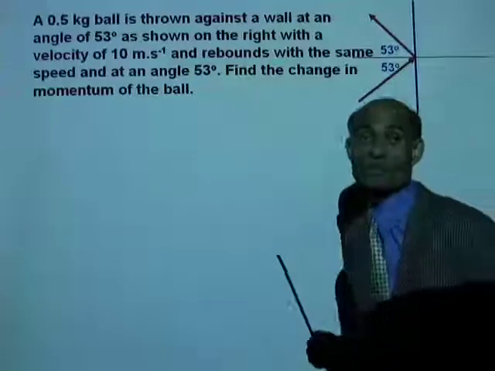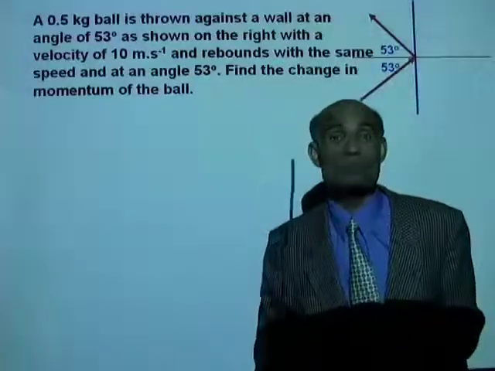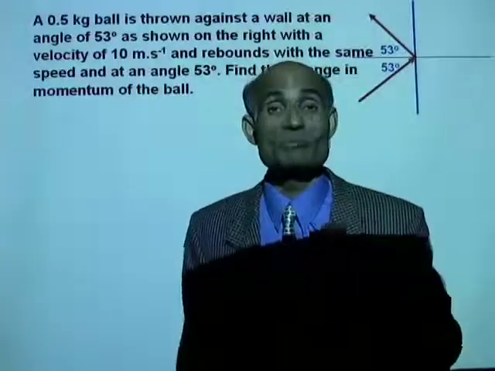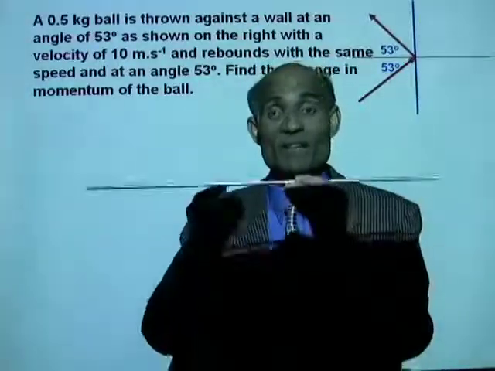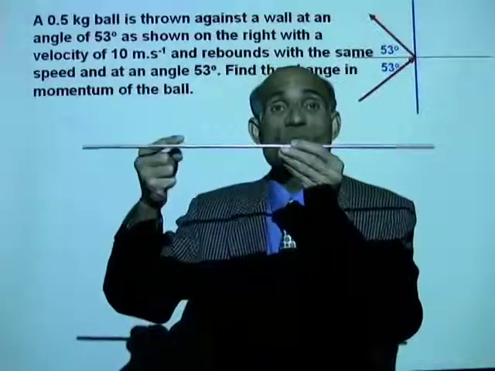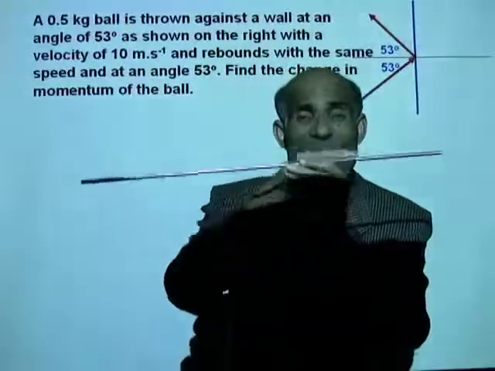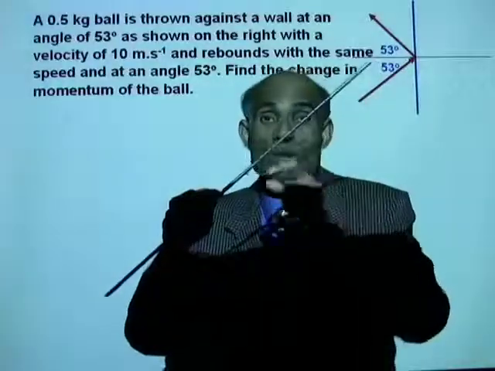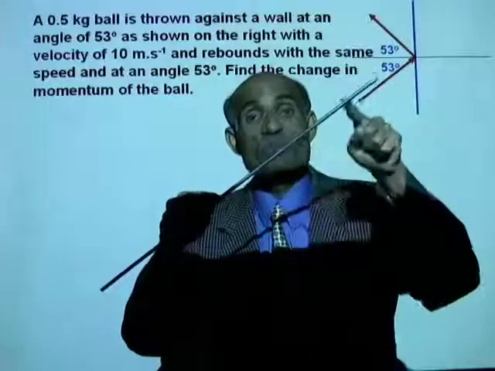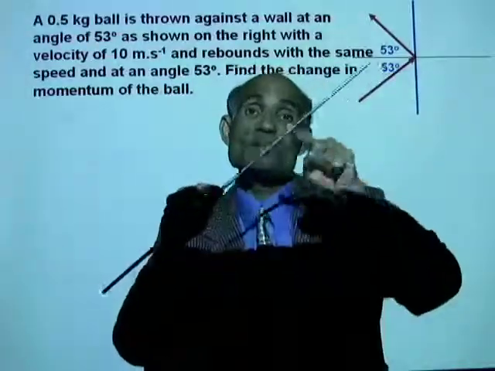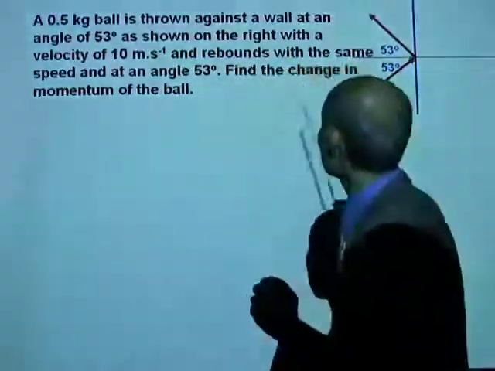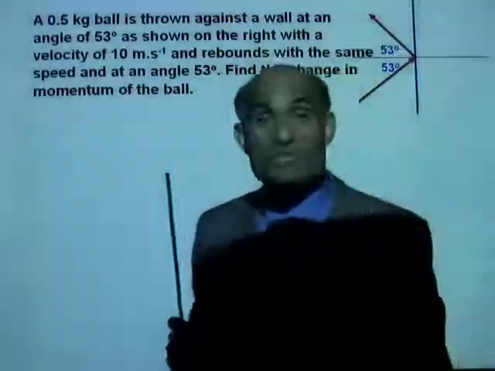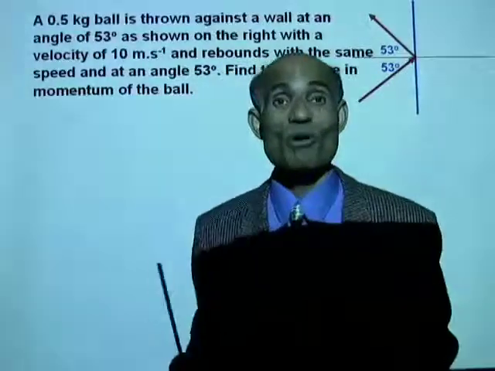Alright, this time also we need to find the change in momentum of the ball. The difference between this problem and the previous one: in the previous one, the momentum was just in one direction. It's a one-dimensional phenomenon. Whereas now, the momentum is a two-dimensional phenomenon. You can see the momentum is a vector quantity. It has an x component and a y component. So we need to now look at the component form.